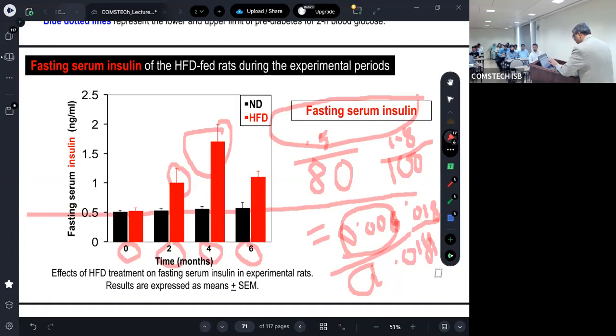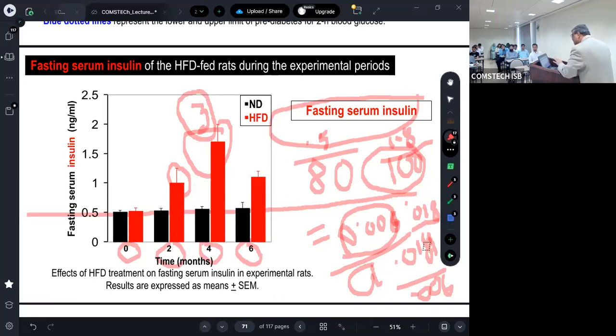0.018 divided by 0.006. What is the result? That means in case of 4 months, the rat has 3 times more insulin compared to the control. Even the blood glucose, if so, the blood glucose should be low. In control, blood glucose is 80. Here, the blood glucose is 100, but blood insulin is 3 times higher. What happens? Insulin is there, but it is not working.